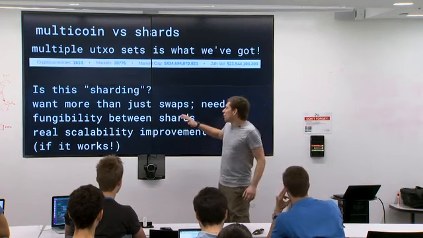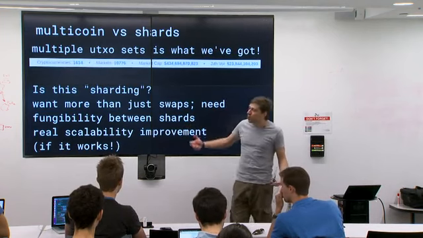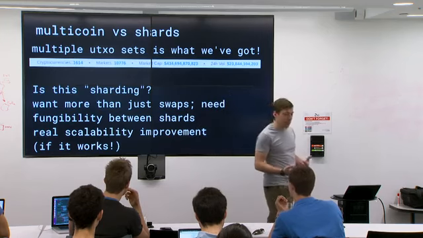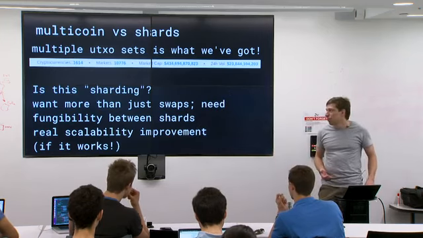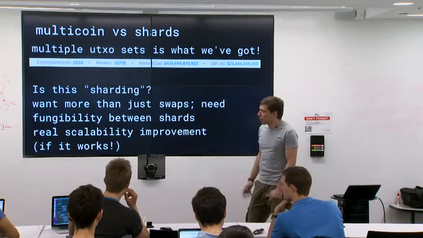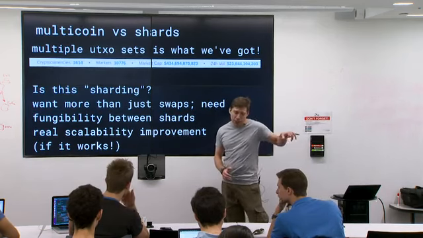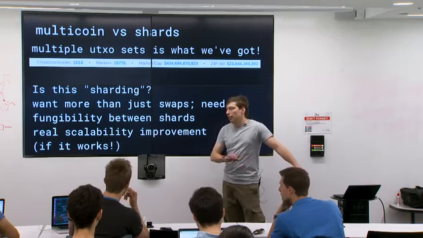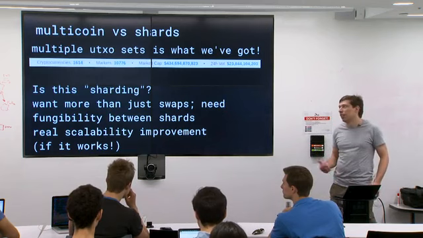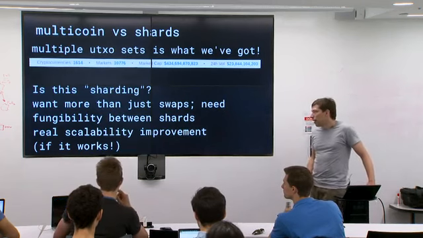But there's all sorts of problems with this. But the idea is, if you really want sharding, you want the swaps between the shards to not really have counterparties, and to maintain the same value. You want fungibility between the shards so that you can quickly and easily say, okay, I've got something on shard A. I'm going to pay someone who's using shard B, and I don't want any friction. I don't want any exchange between there.